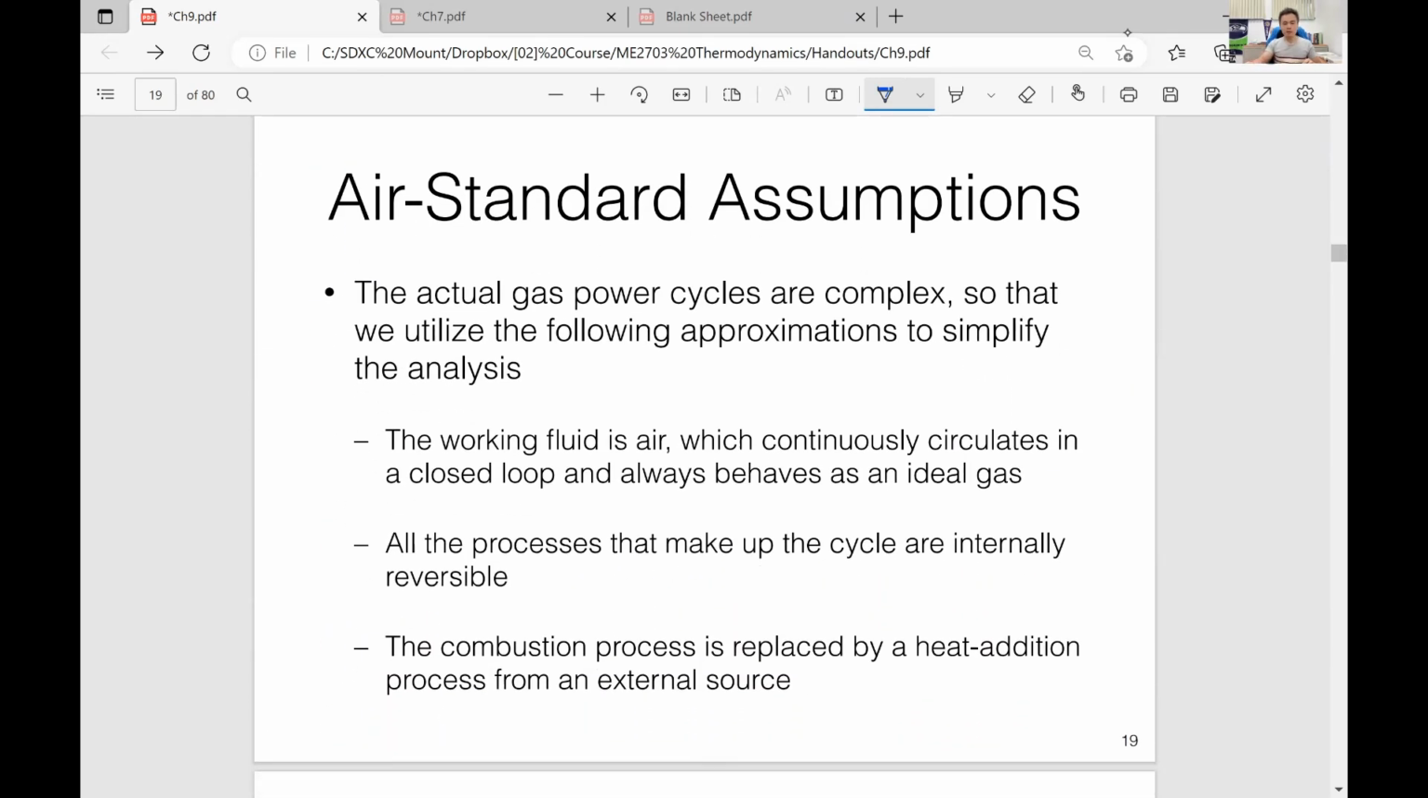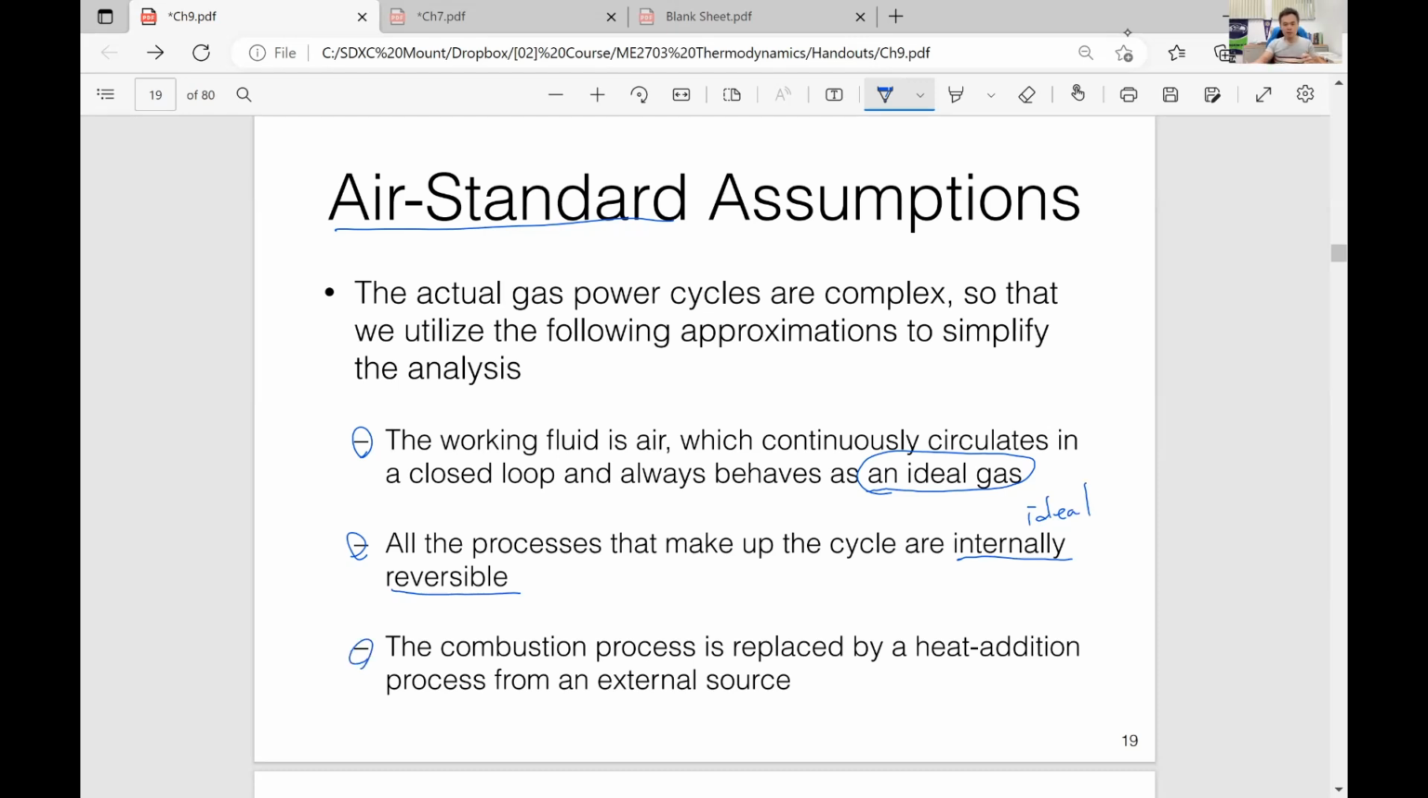So the actual gas power cycles are complex. We utilize the following approximations to simplify the analysis. Now air remains air. Then what is the air standard assumption? First, the working fluid is air, of course, which continuously circulates in a closed loop and always behaves as an ideal gas. So air remains air, and air remains an ideal gas. Then all the processes that make up the cycle are internally reversible. That's why we call this ideal.